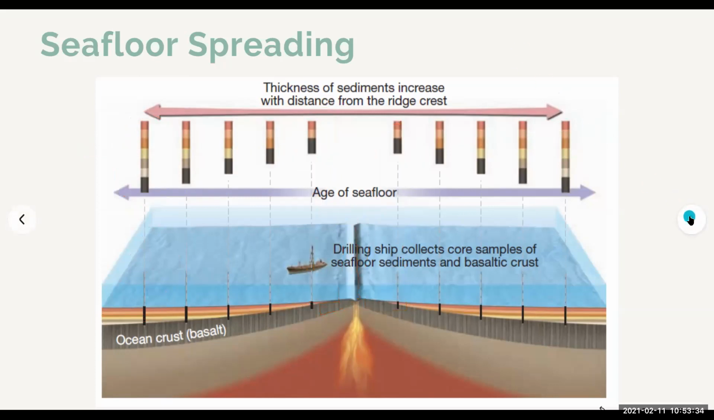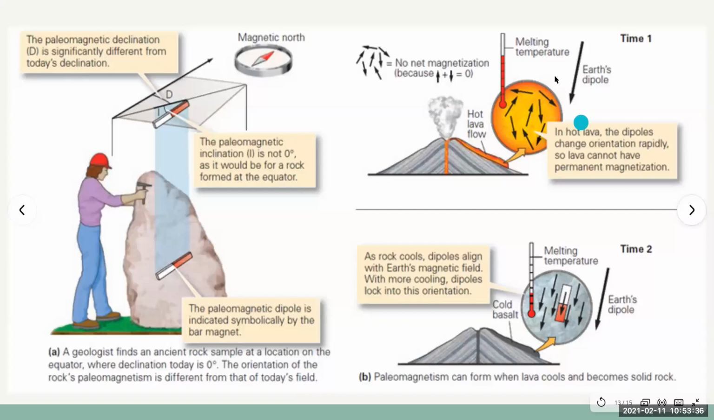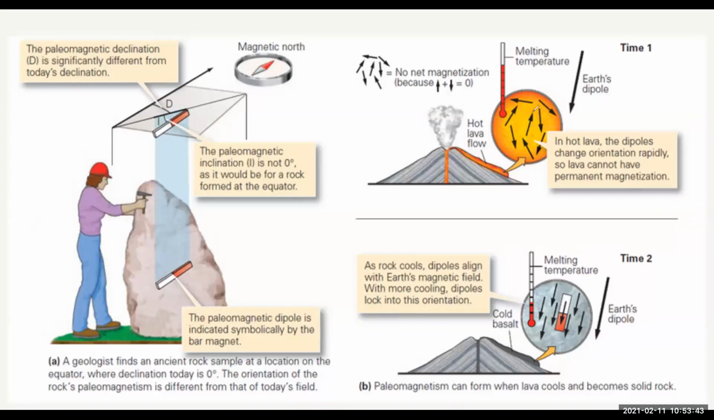Okay? Next. Okay. So, ito yung tinutukoy kong concept ng paleomagnetism. So, basically, yung mga minerals natin na magnetic in nature like magnetite, okay?